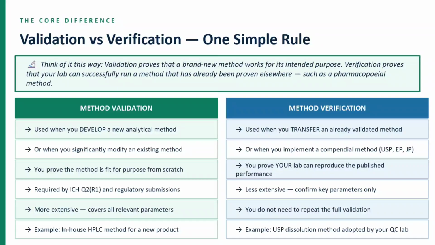If your company develops a new HPLC method to test a product that has never been tested this way before, you validate that method fully. If your QC lab wants to adopt a USP dissolution method that is published in the Pharmacopoeia, you do not need to prove that the method works. The Pharmacopoeia already proved that. You only need to verify that your lab can reproduce the published performance. That is the entire logic behind the distinction. The method source determines which activity is required.